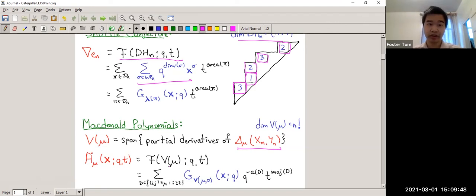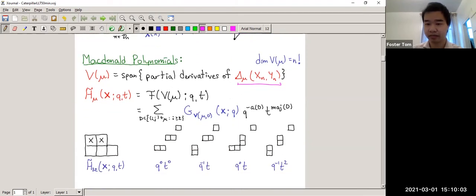Haglund, Haiman, and Loehr found a combinatorial formula for the monomial expansion of Macdonald polynomials, but they found that it actually implies a positive expansion in terms of LLT polynomials, where each of the shapes is a ribbon. So I won't go into this too much, but just for an example, if mu is the partition (3,2), they have an expansion in terms of LLT polynomials, and the number of terms is the number of subsets of just the cells of the partition that are not on the first row.